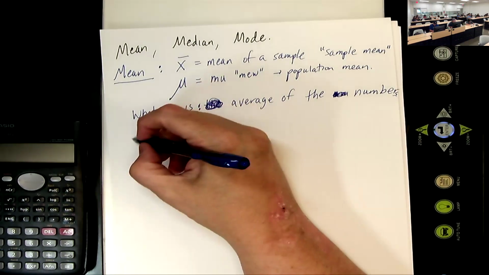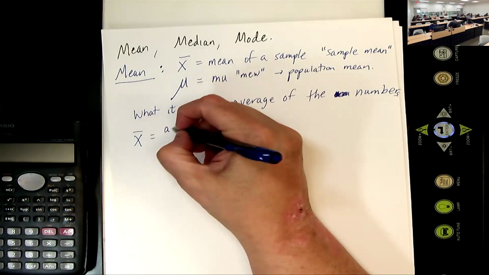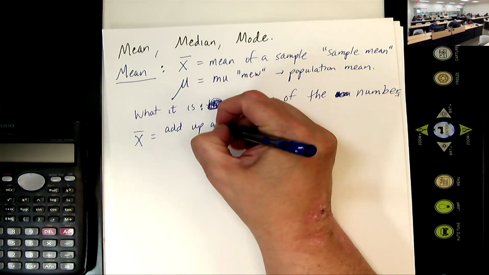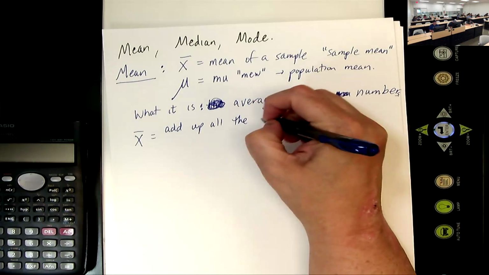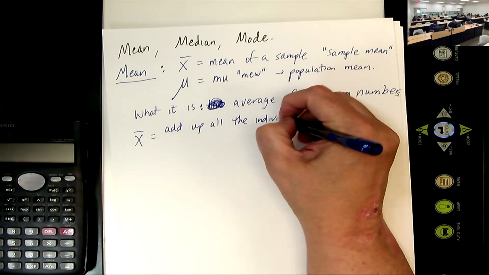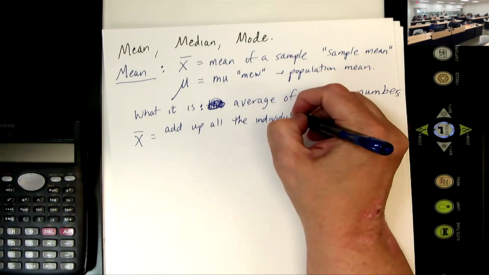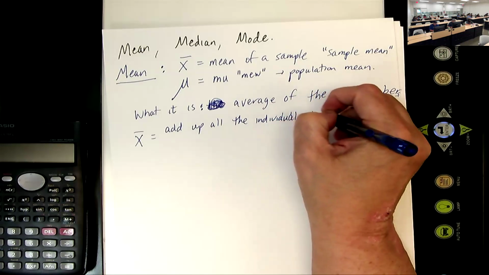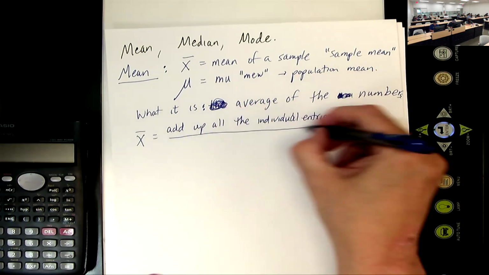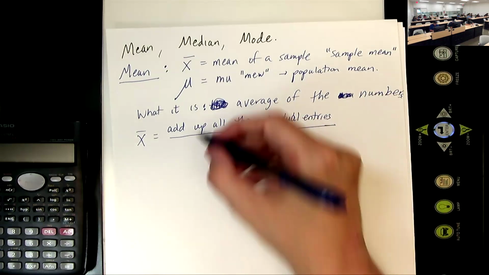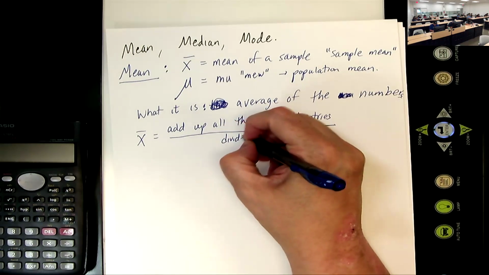To get the mean of a sample, we add up all the entries. And then after adding, we divide by the total number of entries.